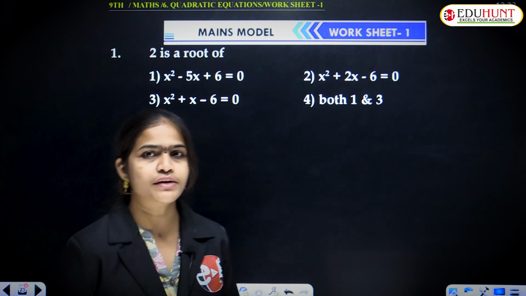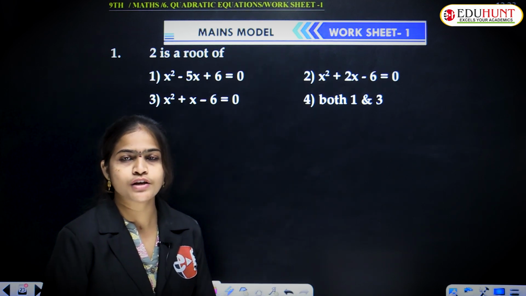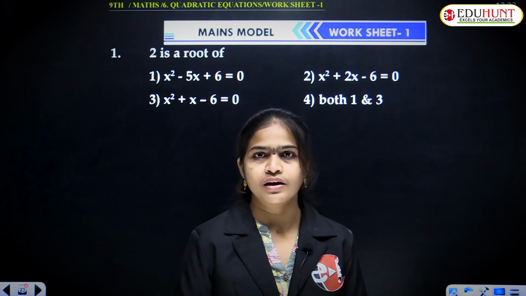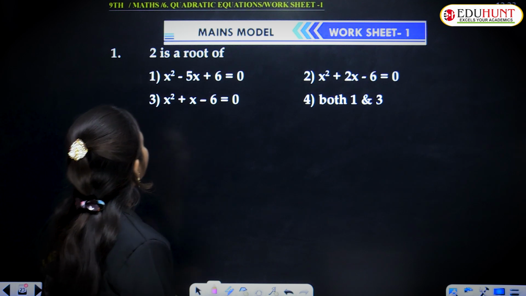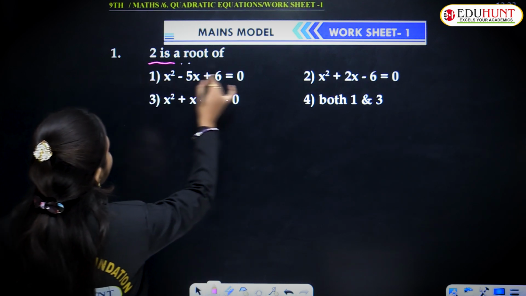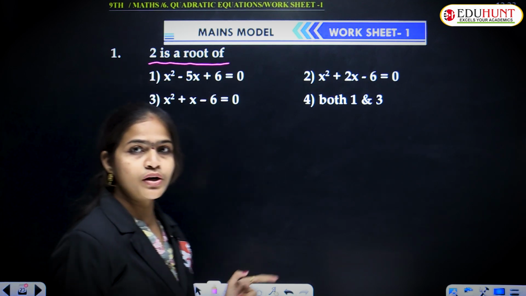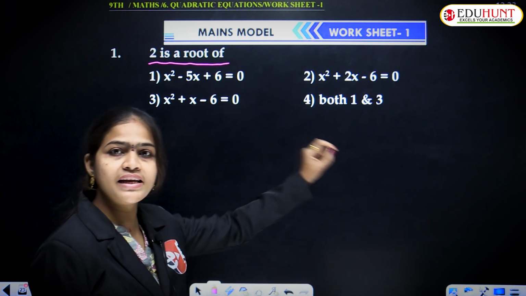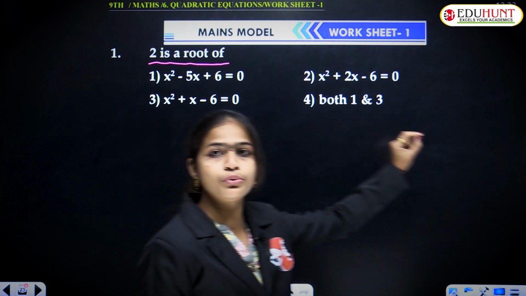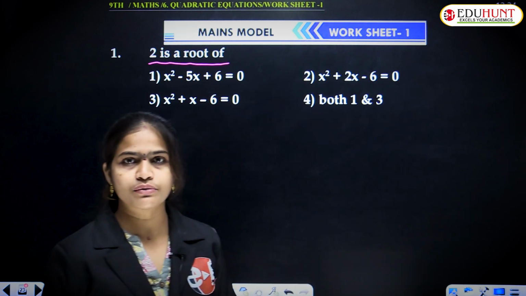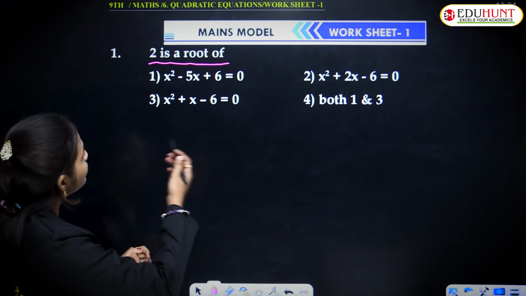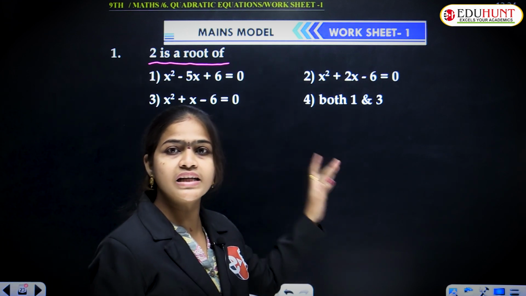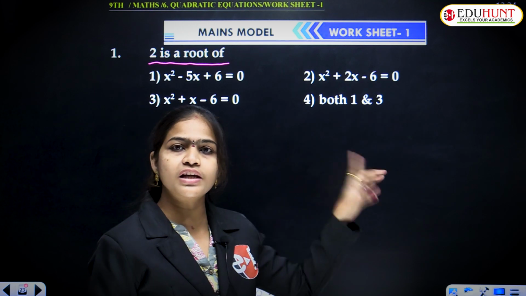So after that we have worksheet 1 problems. If you understand that concept very well, then you can easily simplify this. So let us do that. See here, 2 is a root of... So what does root mean? Root means the value which satisfies the given equation, then that value is called a root or solution of the given equation. So here 2 is satisfying which expression? We have to check all the options.